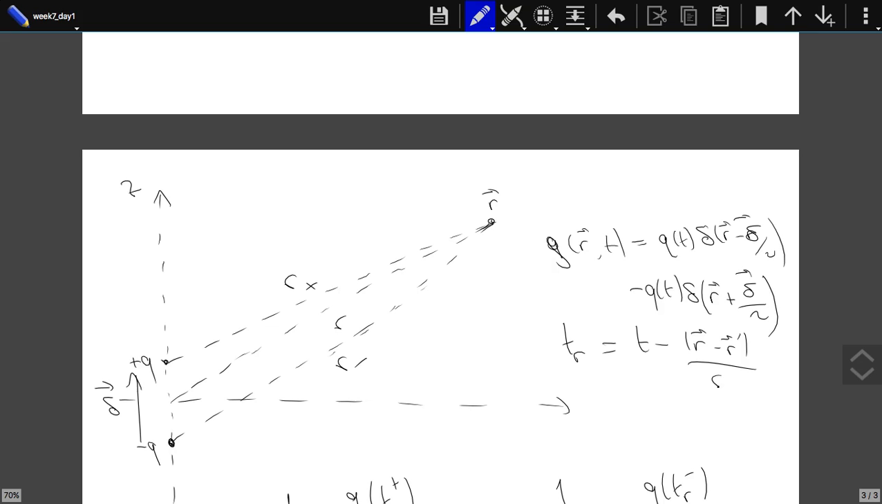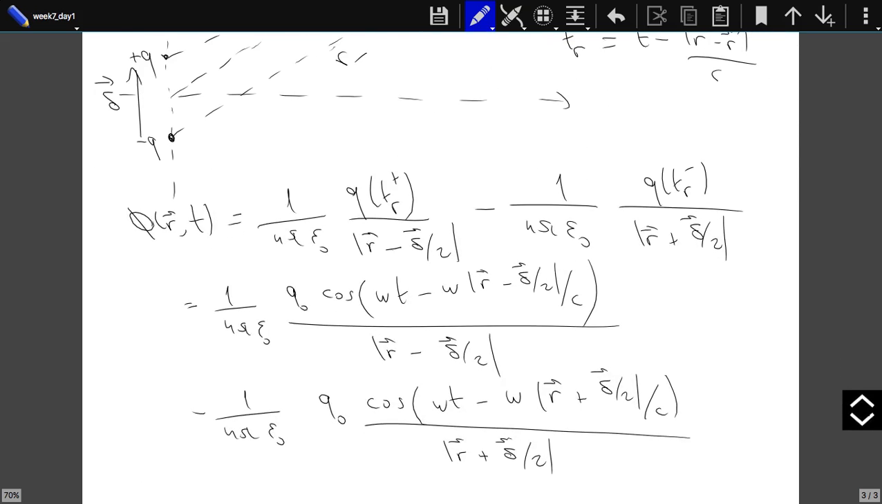So that's why I have this in my expression. You see the plus charge is at the position delta over 2. So t_r for the plus charge is, r prime is delta over 2, so t minus r minus delta over 2 over c. For the negative charge, the position is at minus delta over 2, so the retarded time is t minus r plus delta over 2 over c.